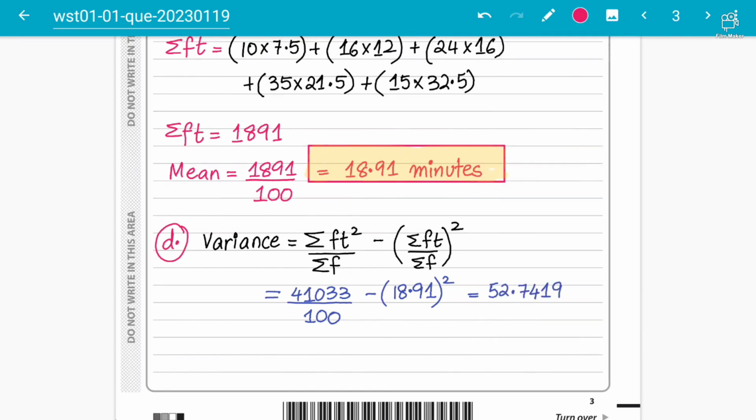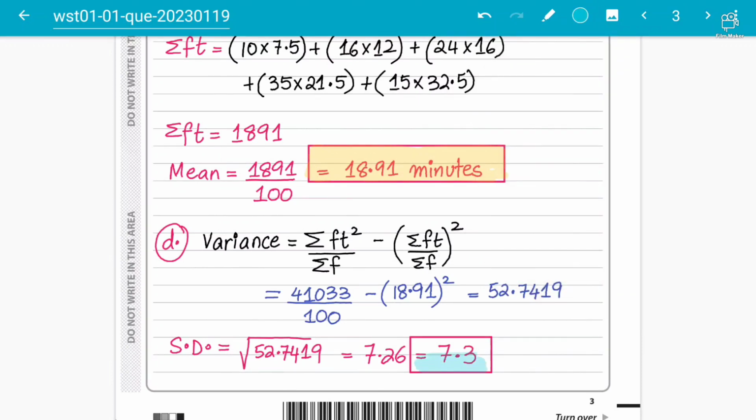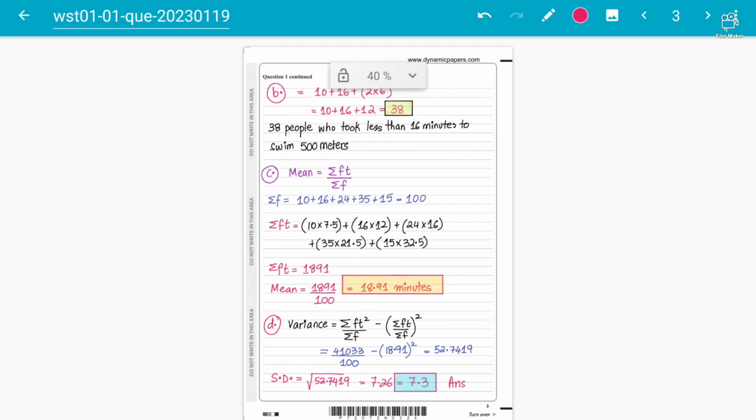And for standard deviation, you can just simply do the square root of this. Make sure standard deviation doesn't have any formula of its own. It's just the square root of the variance. So that is the official concept. The square root of this answer gives me 7.26 to 2 decimal places. So we can say that 7.3, to 1 decimal place, is the final answer. That is how we get the standard deviation for part D. Hope everyone got this. Question number 1, part D is done. 7.3 is the answer for the standard deviation.